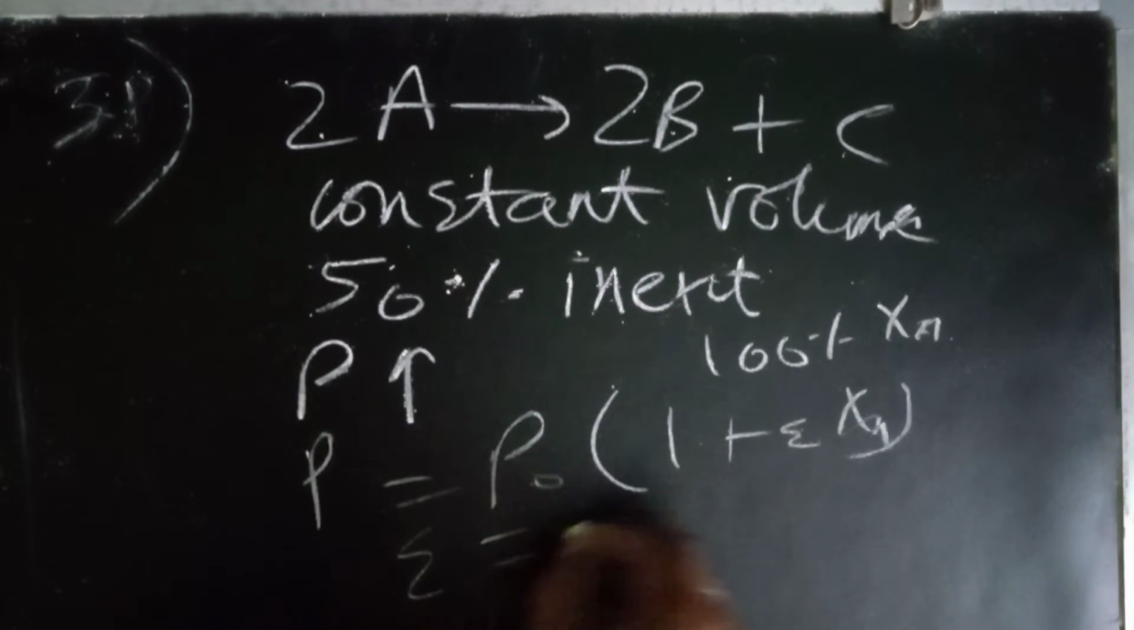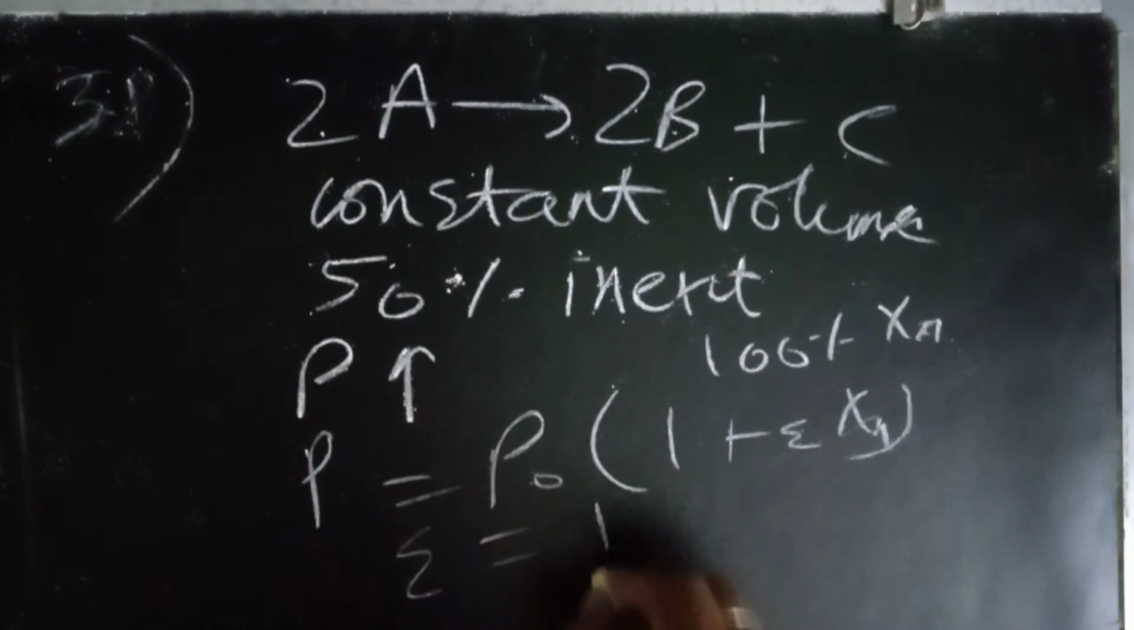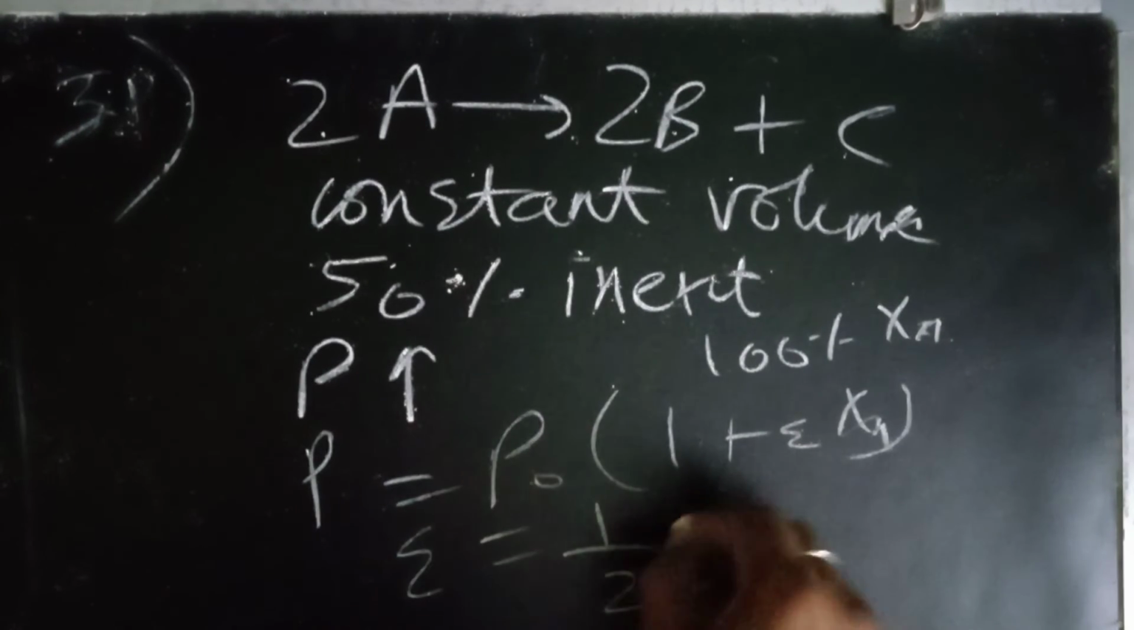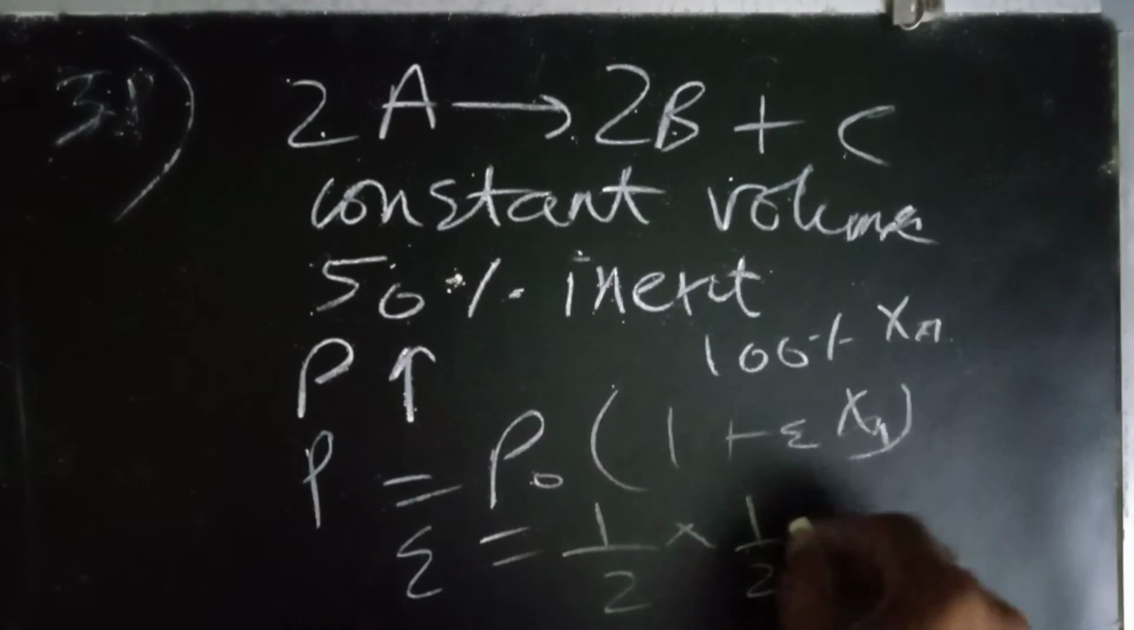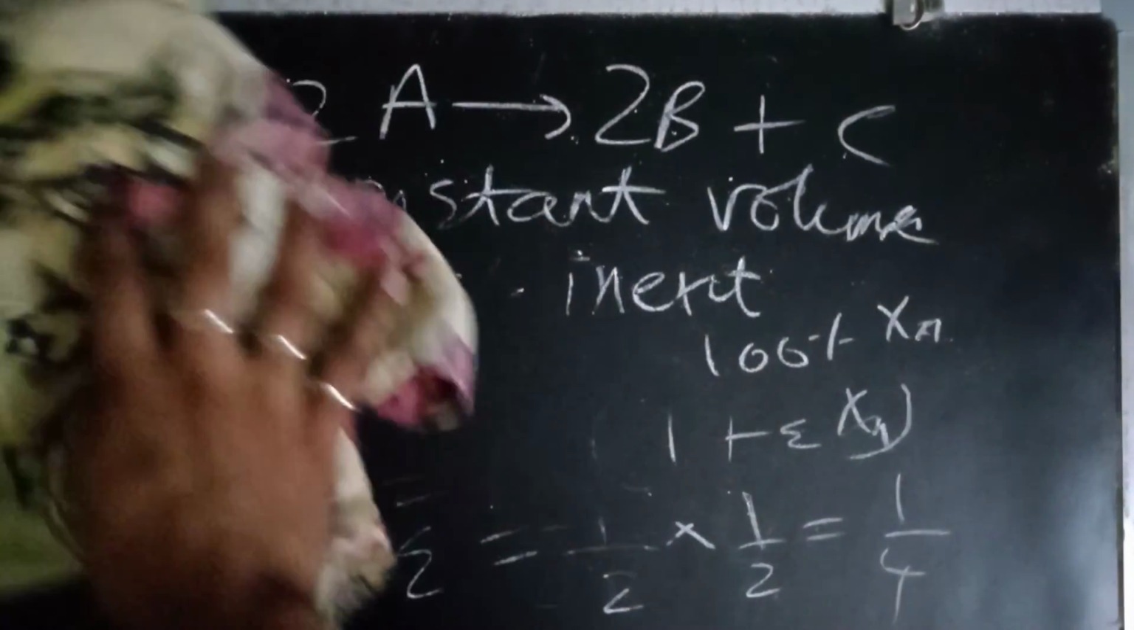Now epsilon is easy to find. 2 plus 1 is 3, 3 minus 2 is 1, divided by 2, into 50% inert, 1 by 2, that is 1 by 4. So this was the question, and I think the right answer was 25%. You can calculate that.